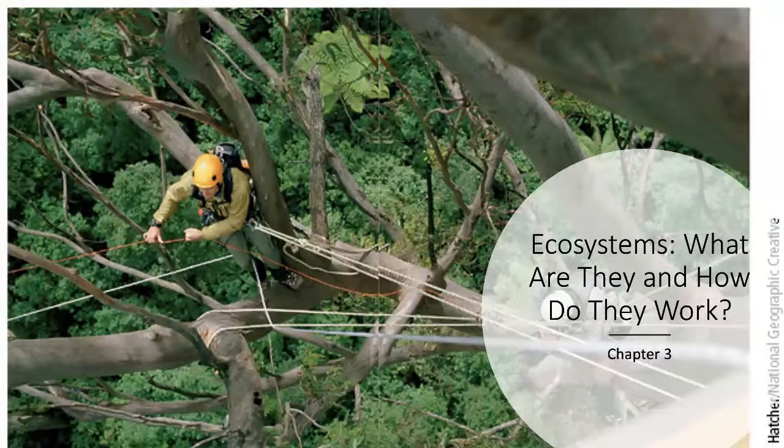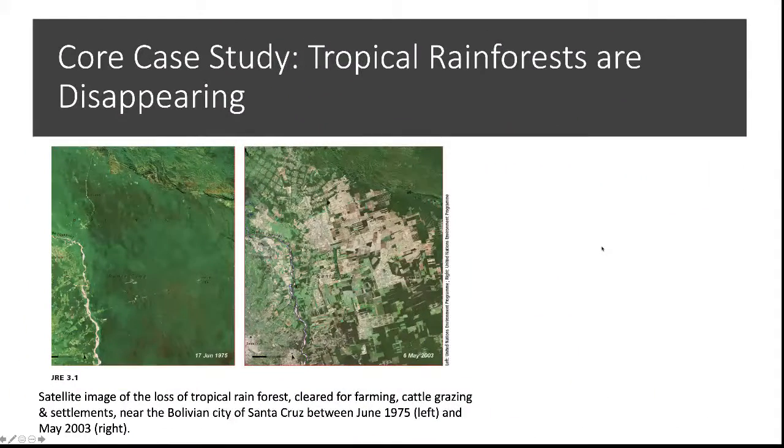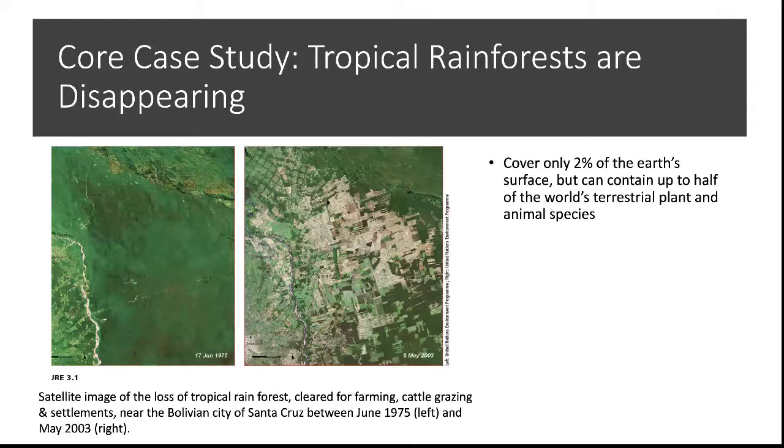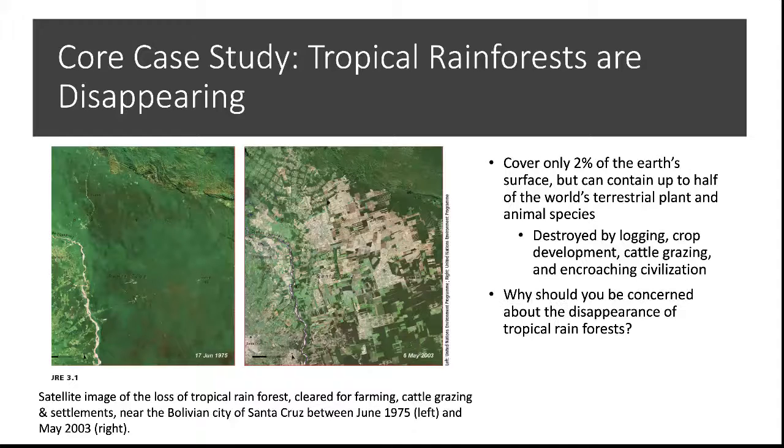Chapter 3 is about ecosystems. What are they and how do they work? The core case study focuses on tropical rainforests and how they're disappearing. So tropical rainforests cover only 2% of the Earth's surface, but can contain up to half of the world's terrestrial plant and animal species. They're destroyed by logging, crop development, cattle grazing, and encroaching civilization.